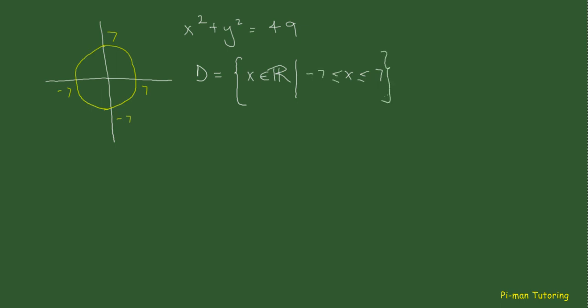So there's my domain. And the range is very similar, except we're talking about y values now. Y belongs to the set of real numbers. Real numbers just means counting numbers, decimals, everything in between, any number you can think of, positive or negative. And the restriction here is that y must lie between 7 and negative 7.